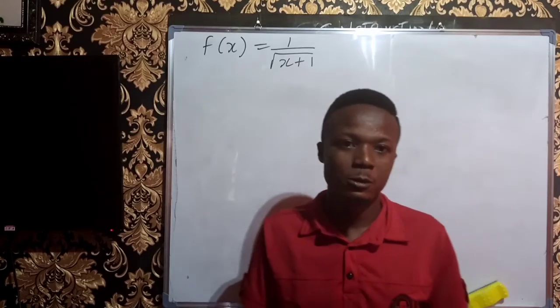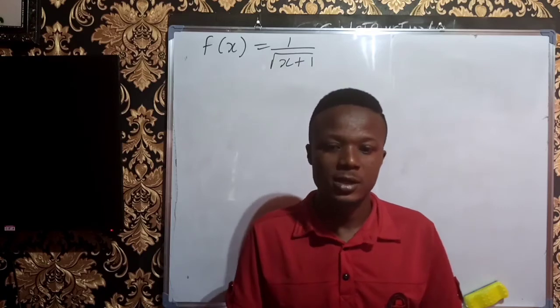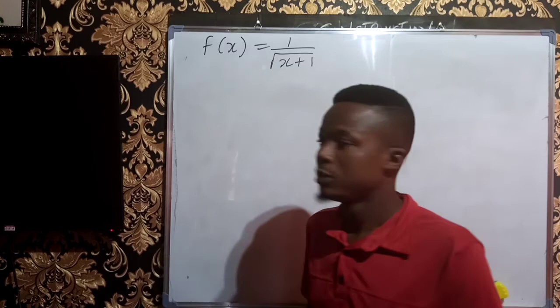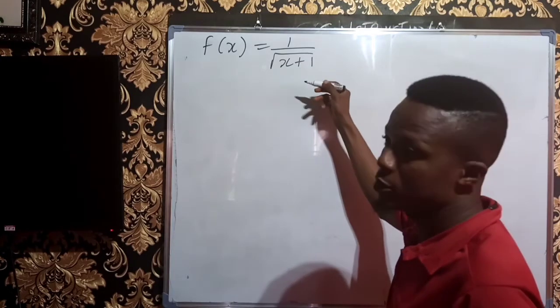Somebody brought up this problem to be solved using first principle. But I thought it would be wise for a video to be used for proper understanding of the solution. Okay, now f of x is equal to 1 over square root of x plus 1.